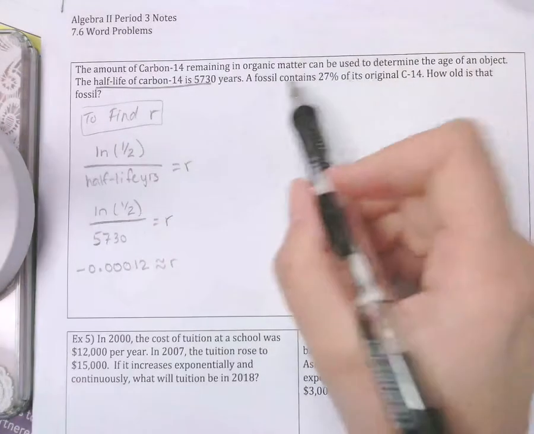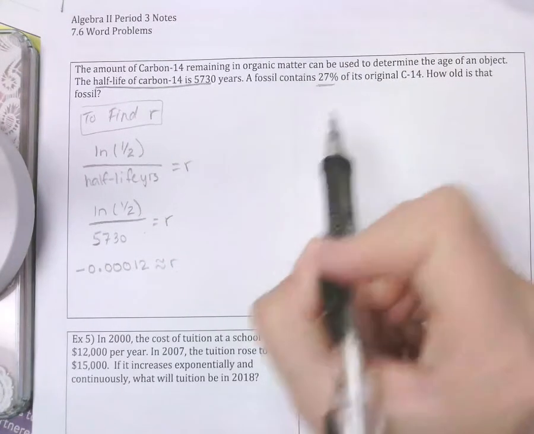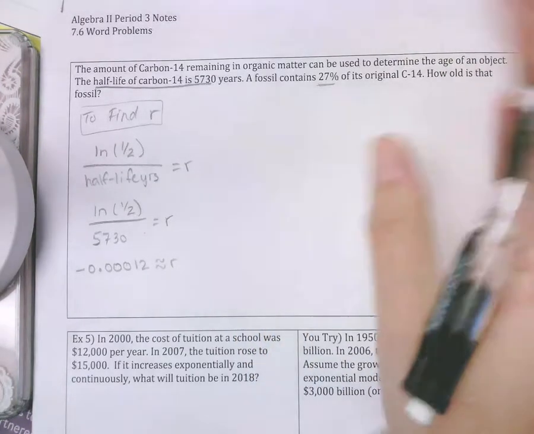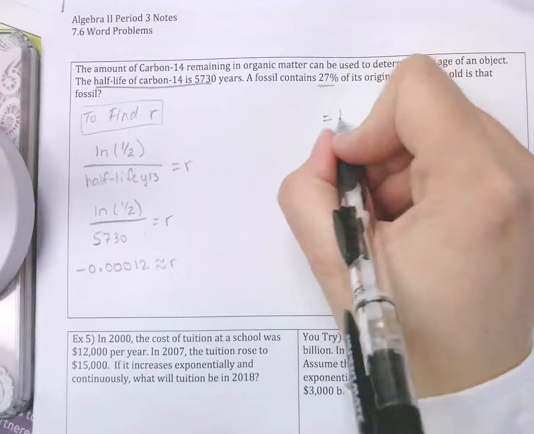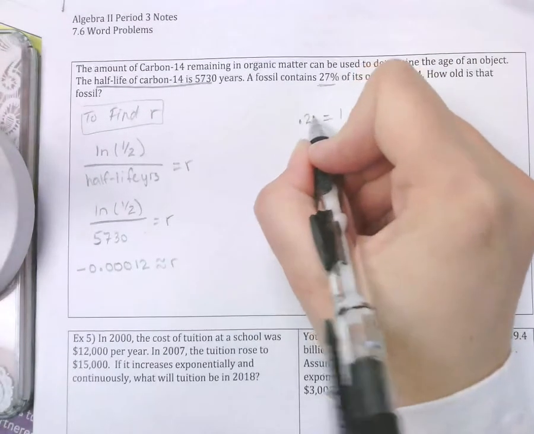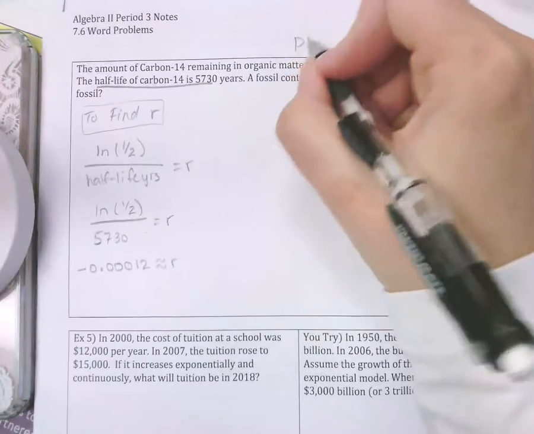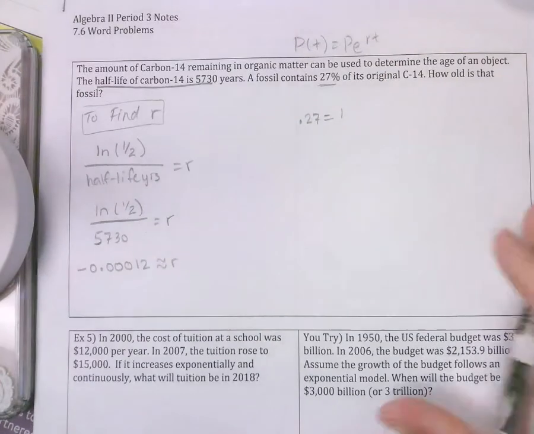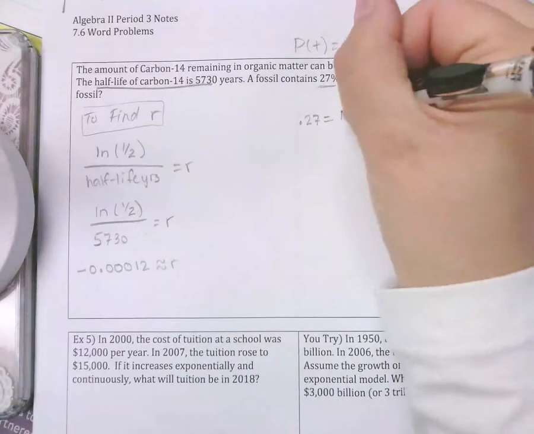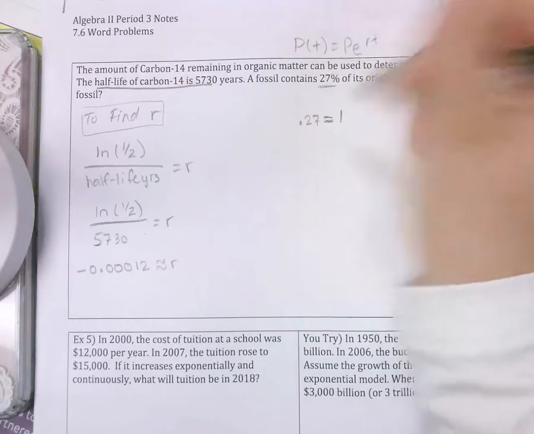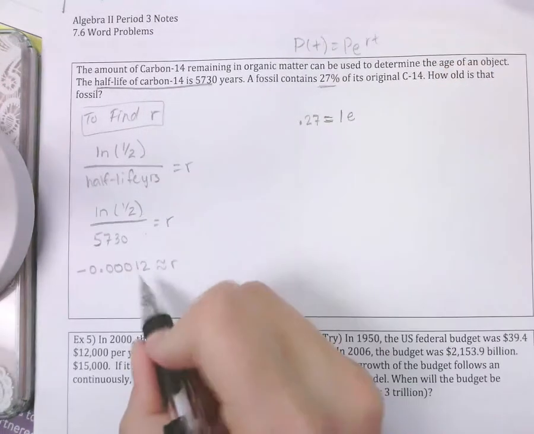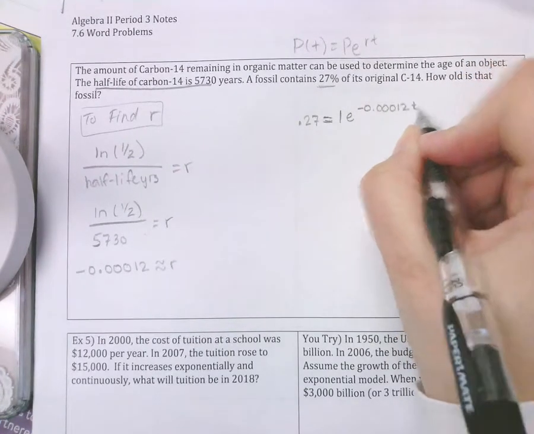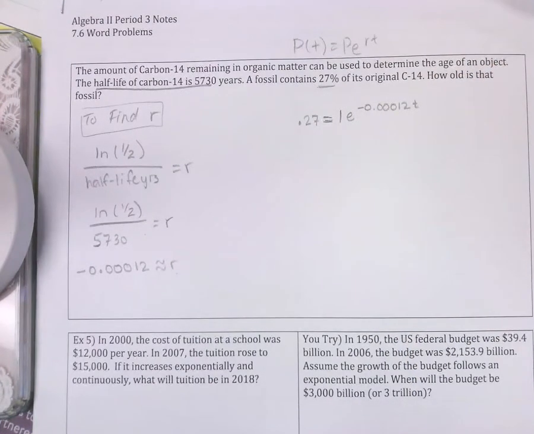It says, a fossil contains 27% of its original carbon-14. So it's decayed from 100% to 27%. Just a reminder, we're using this formula, P equals P-naught e to the rt. It's going to decay with this rate that we found earlier, negative 0.00012. It's negative because it's decaying as opposed to growing.